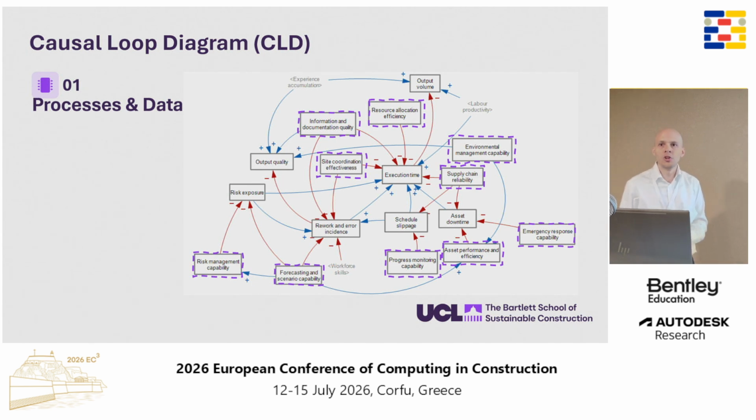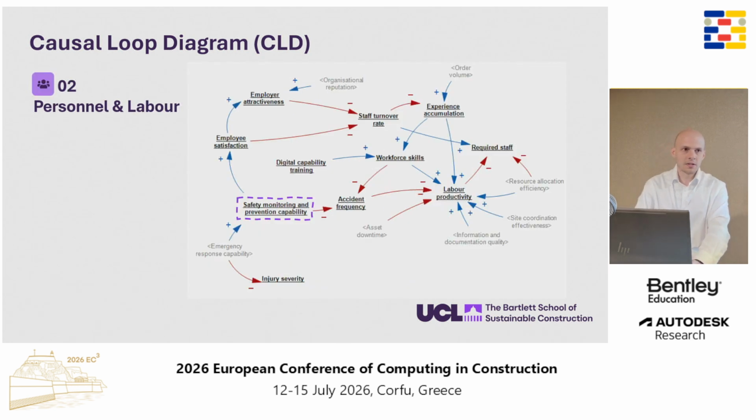I'm assuming that we introduce some capability to the existing system of the asset owner. And then these capabilities affect some operational metric. So for instance, if you look at information and documentation quality, they can reduce the rework and error incidence rate. And also, if we have better resource allocation efficiency, we can have less execution time. And this will eventually be transferred into some financial value.